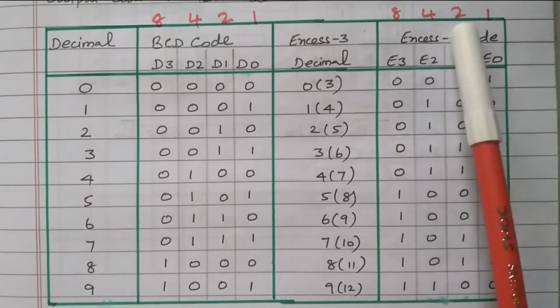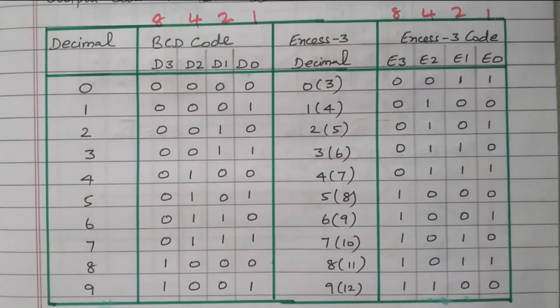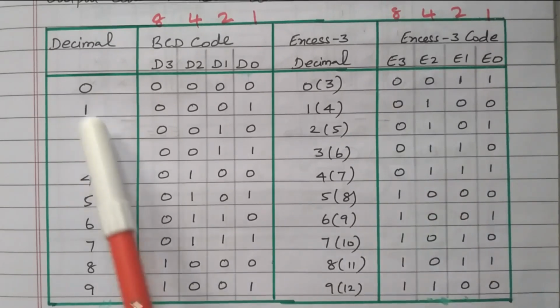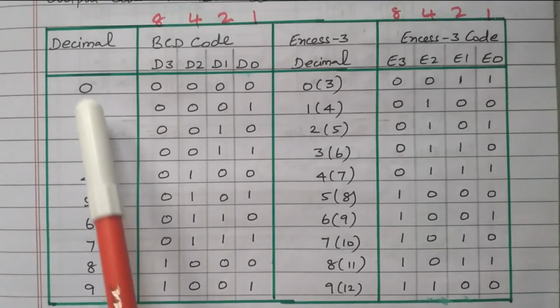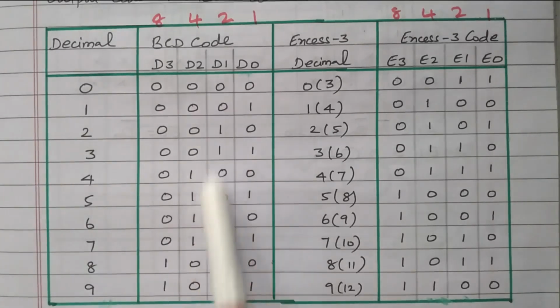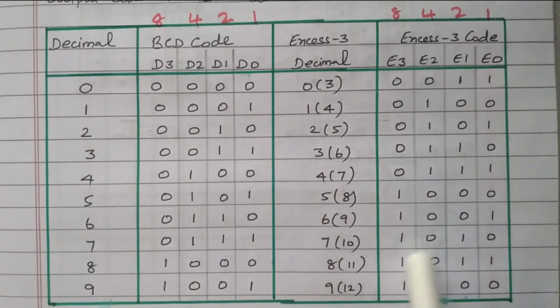So 1, 1, 0, 0. 1 means this is 8, this will be 4, remaining 0. So 8 plus 4, 12. Right? Now this is the equivalent XS3 code. So these two columns are the input code BCD. It is a decimal, then the equivalent BCD. These two columns refer to the output code XS3 code.